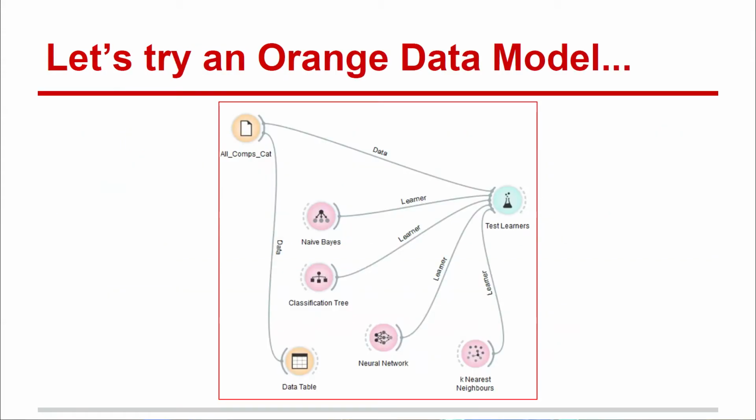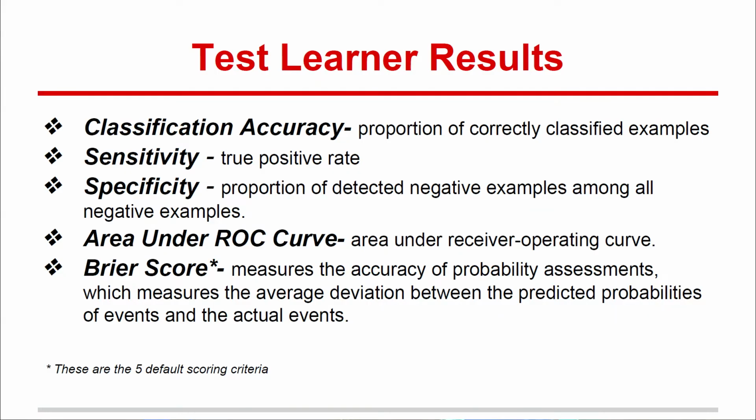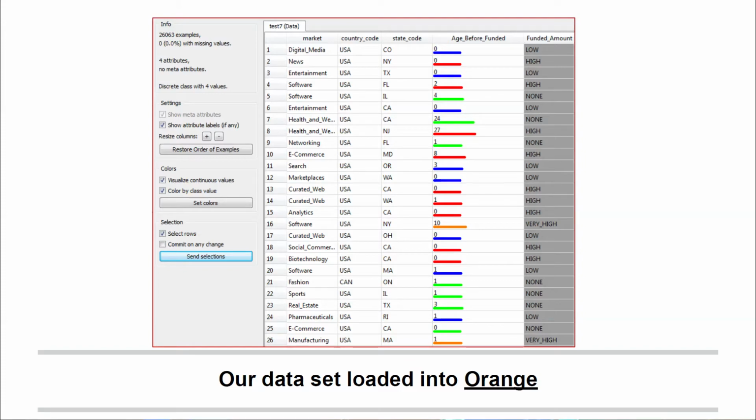So here's a look at, or a preview of our Orange data model. And we'll go ahead and jump into here. Here's our data loaded into Orange, as you can see, the type of market, country code, state code, nice color depiction of age before funded, and then our categorized funded amount.